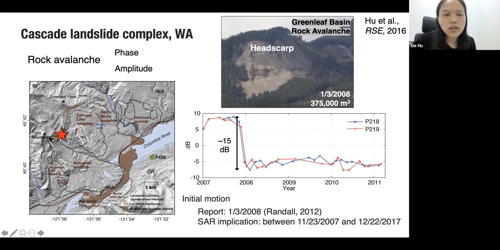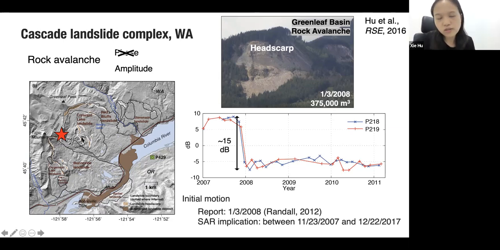Here it's totally collapsed, so the phase is not useful anymore. So we turn to the amplitudes. For two independent tracks, we note an abrupt decline in amplitude at the end of 2007, suggesting that the incipient motion or the cracks of this event might have occurred one month prior to the reported date.